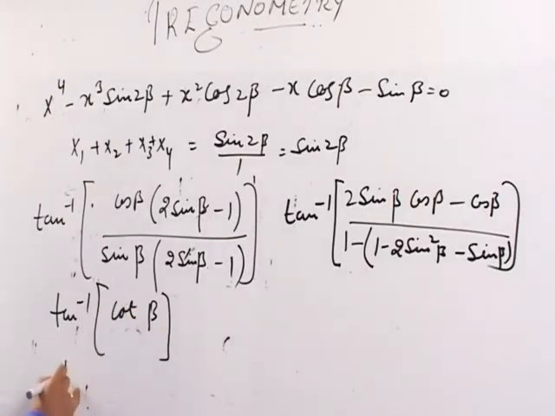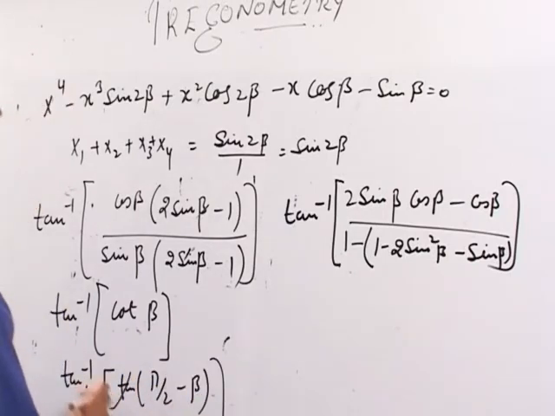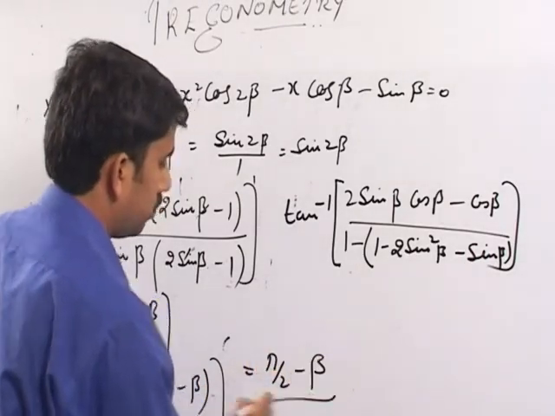This can be written as tan inverse tan of pi by 2 minus beta, and this tan will be cancelled out, and you are left with pi by 2 minus beta.